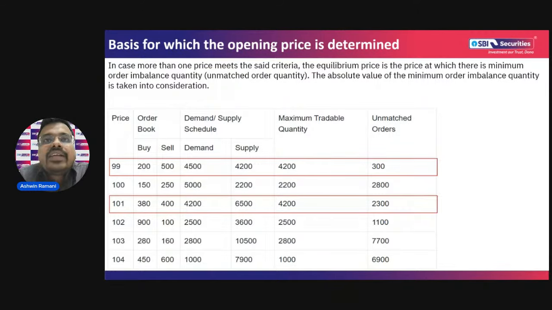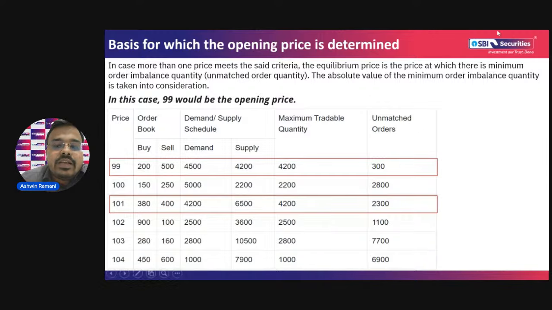The one that you see at the top, that is basically what the exchange rules is. So ये आपका टाई ब्रेकर रूल्स है कि अगर दोनों प्राइस में सेम क्वांटिटी ट्रेडेबल है तो ऐसा प्राइस जहां पे मिनिमम ऑर्डर इंबैलेंस हो, जहां पे मिनिमम अनमैच्ड ऑर्डर्स हो, वो वाला प्राइस will be the opening price. So in this case 99 would be the opening price because 99 में सबसे कम अनमैच्ड ऑर्डर्स है. So यहाँ पे 300 है, यहाँ पे 2300 है. So the lower of the two, 300, that falls under 99. So in this case, 99 would be the opening price here.